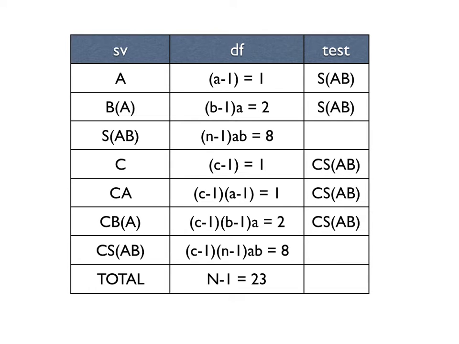A, this is the easy degrees of freedom, has A minus 1. So there's two levels of A. B within A, because you can't talk about B by itself. You have to say B within A. B minus 1 times A. Within each level of A, looking at that design, there are two levels of B. So 2 minus 1 is 1, times 2.